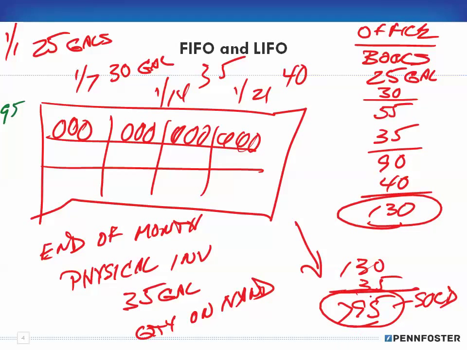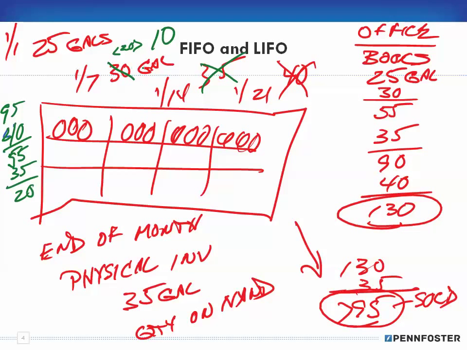So when you have to get rid of 95, you start with the ones that are in the front because they're the ones that were the last ones in. So I'm going to get rid of the 40 when I'm using LIFO. I want green, right? You get rid of 40, that means you have to get rid of 55 more, right? You can get rid of 35. That means I have to get rid of 20 more. Well, I can take 20 out of this 30, which means I now have 10 more left from this group of 30.